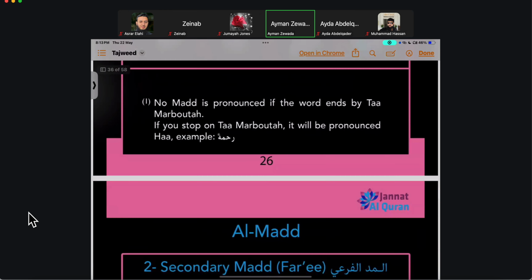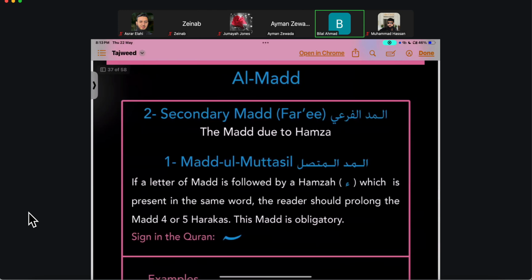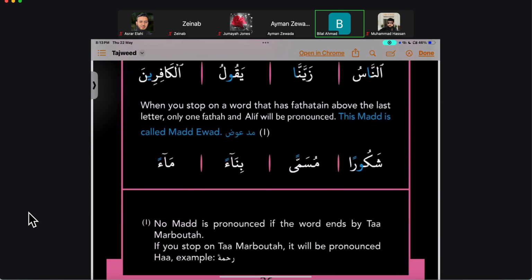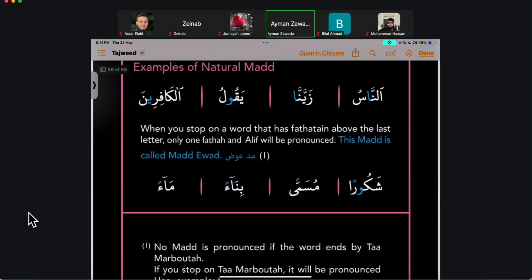Sorry, I have one question. Yes, of course. For the word rahma, where's the mad? No mad in the word rahma. It's just letting you know with the ta marbuta how the ta marbuta works. Okay, yeah, that's fine. Anything else?